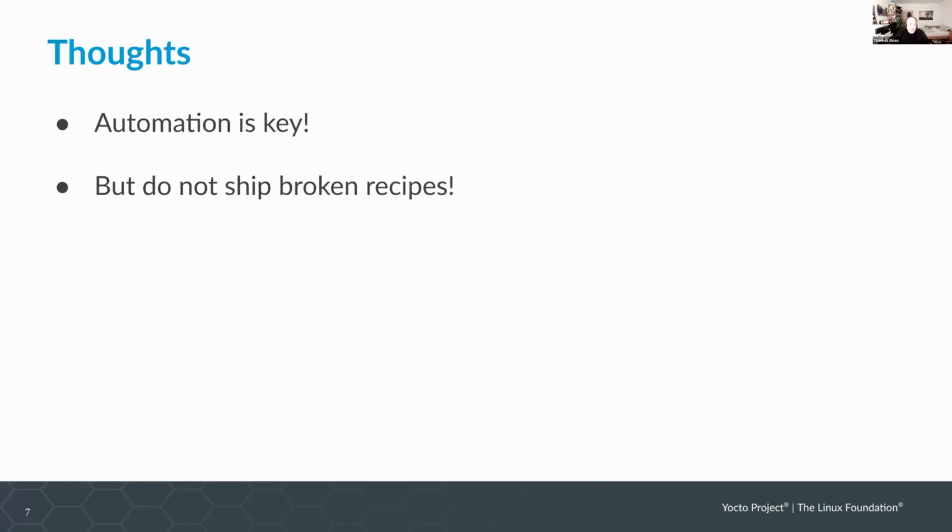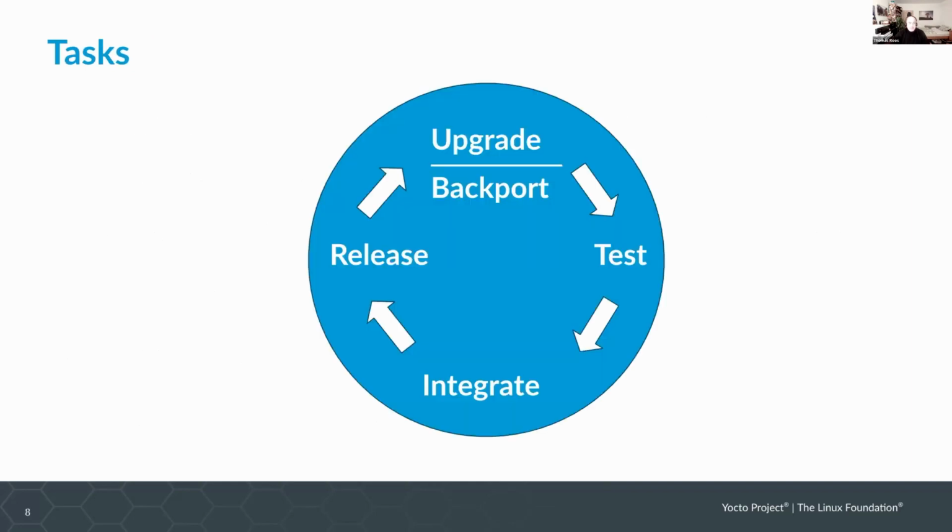So automation is key, but do not ship broken recipes. You don't want to break things, and if you don't test, you never know if it's working. So that's the basic workflow I showed already 2 years ago. It's upgrade, test, integrate, release, and then backport, test, integrate, release, and that for all supported releases.